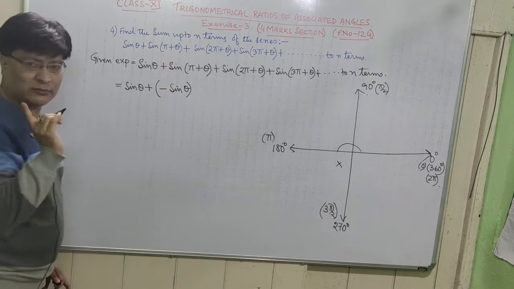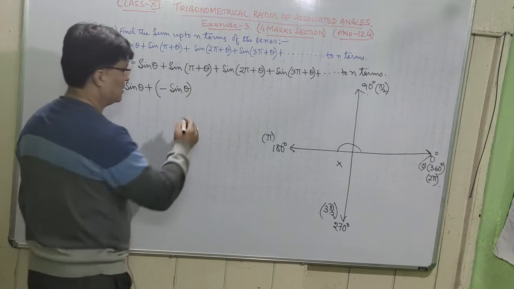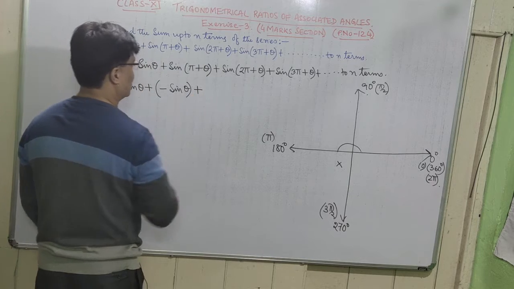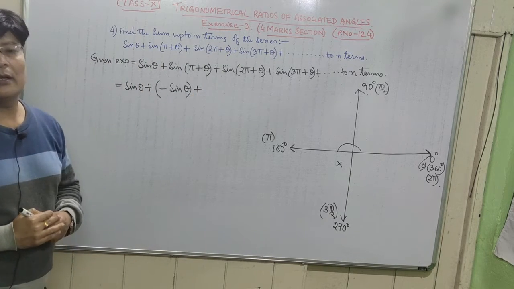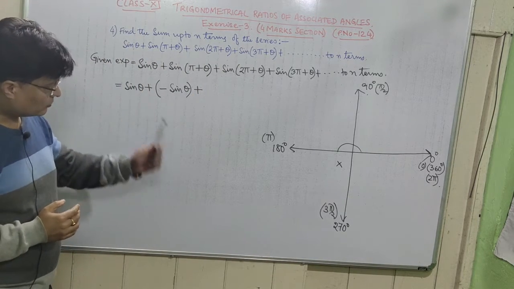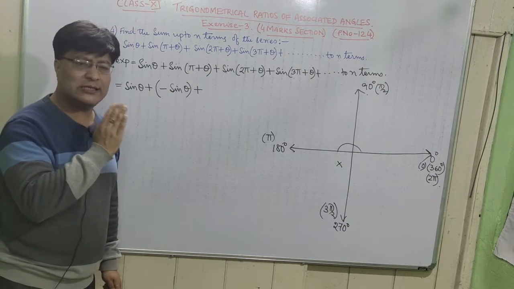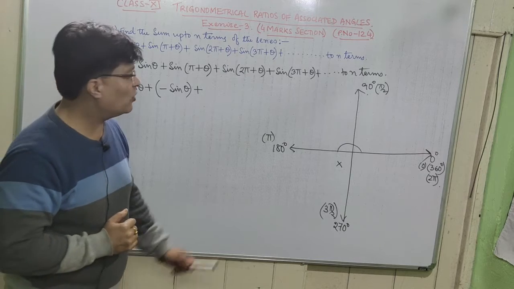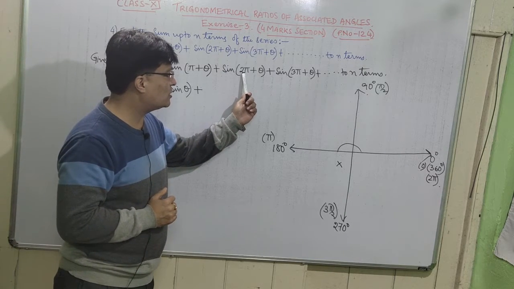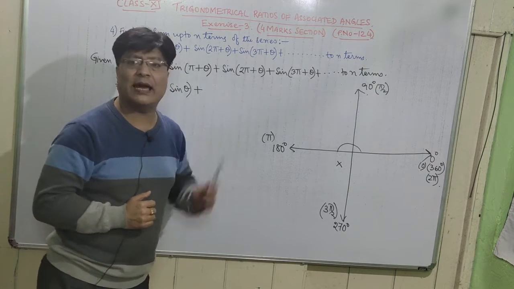Is that understood now? Okay. Next. So let us write here plus. What is 2 pi plus theta? In which quadrant does this angle lie? First of all, you have to check in which quadrant does this angle 2 pi plus theta lie.